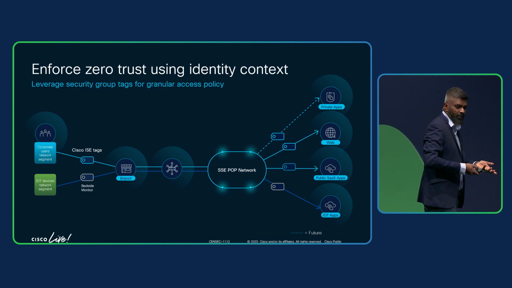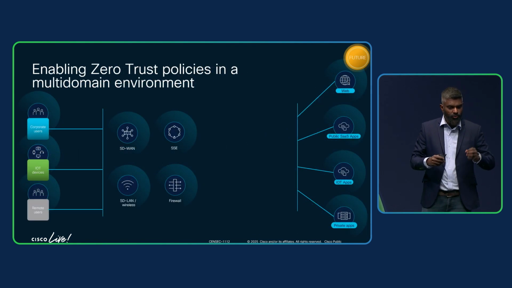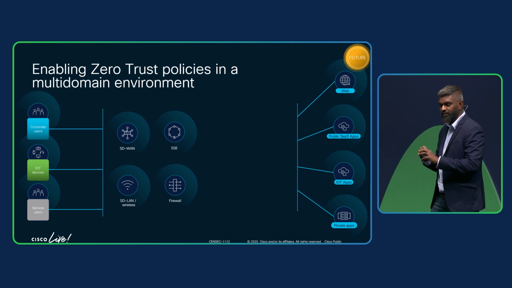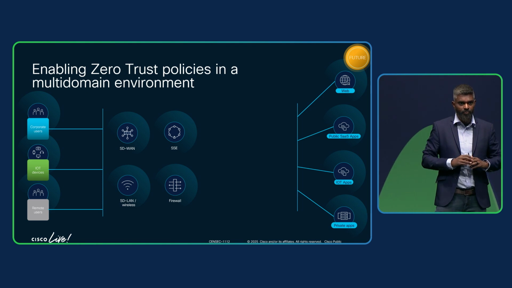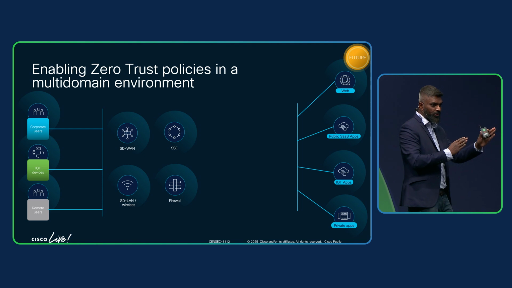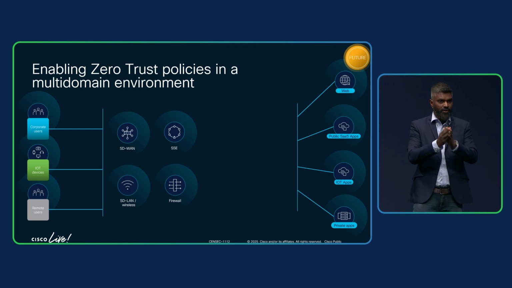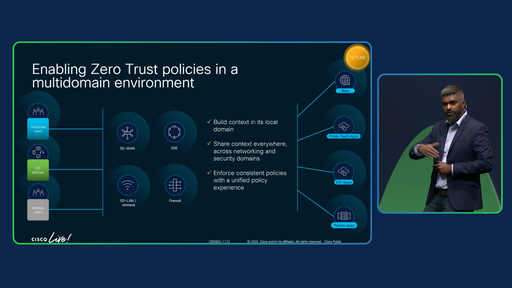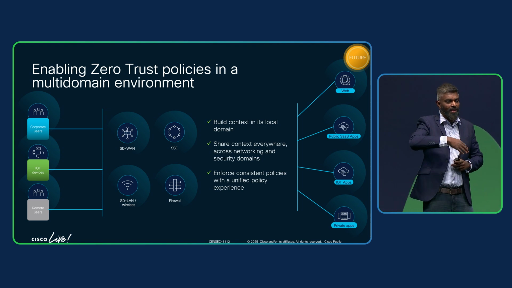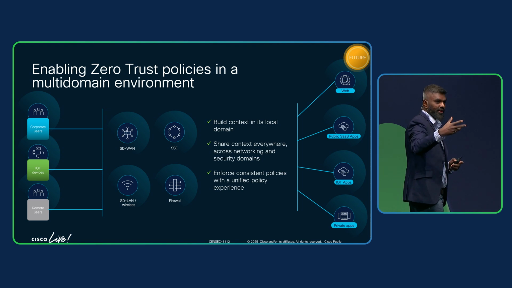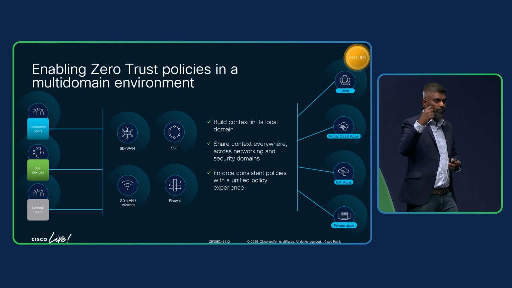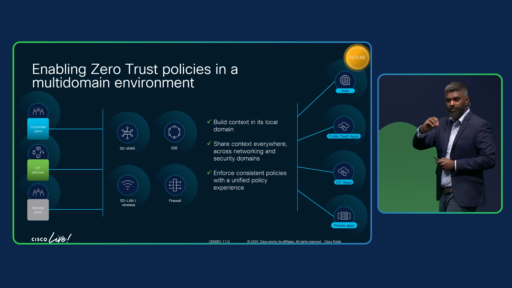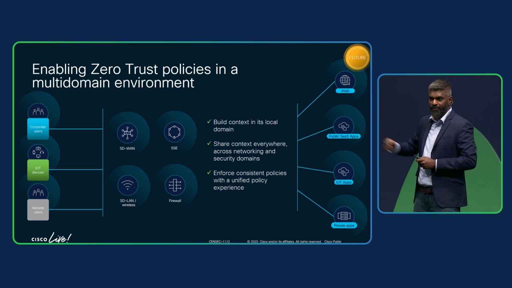Now, how do we take this further, right? This is where we have this unique ability to learn this identity context at the point of entry. So we are able to figure out, hey, you're a user or you're a device, and then take that identity context and share it across both the networking and security domains, right? What it allows us to do is enforce consistent security policy for that unified experience across the user side, devices, and everything across the board, right?